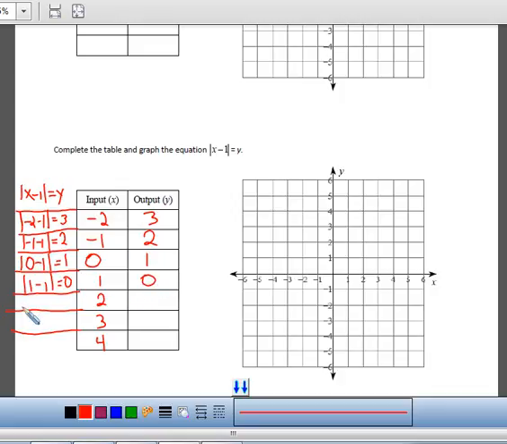Now this does not keep going. Watch what happens now. Now I have 2 minus 1, that's 1. Absolute value of 1 is 1. And if you think that this is going back up, you are correct. And it looks like that. Alright, so let's plot these points. The first point is -2, +3. Then I have -1, +2. Then I have 0, 1. And then I have 1, 0, 2, 1, 3, 2, and then 4, 3. And it looks like that.